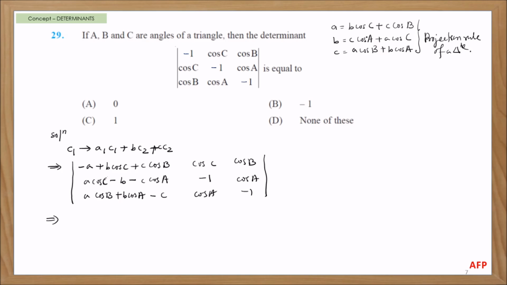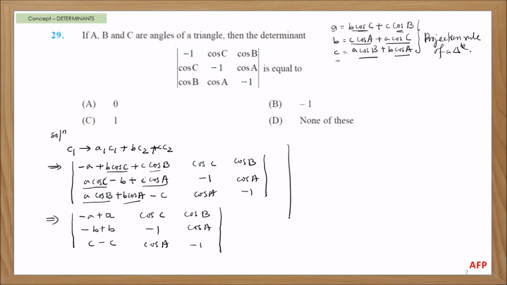Now using this identity, so C cos B plus B cos C is nothing but A. So here we can write minus A plus A. Next here A cos C plus C cos A is B. Here minus B plus B. Next, A cos B plus B cos A is nothing but C. So here we can write C minus C. Rest all the columns are as it is.